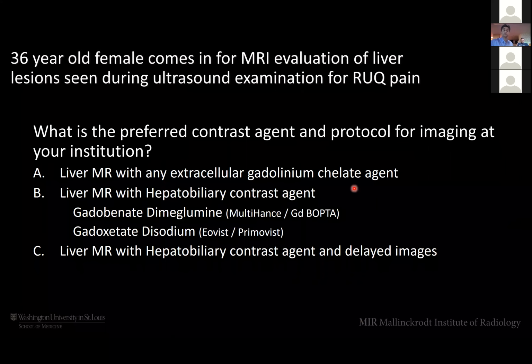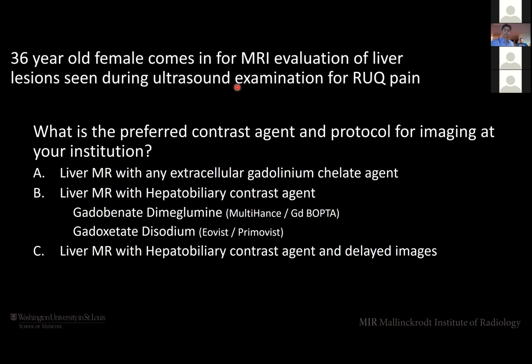So question in terms of your practice, if a 36-year-old female comes in for an MRI evaluation of the liver, a lesion seen during ultrasound examination for right upper quadrant pain, what do you do? Is it a liver MR with extracellular gadolinium chelate contrast agent? Is it a liver MRI with hepatobiliary contrast agents? Or is it a liver MRI with the hepatobiliary contrast agents and delayed images?